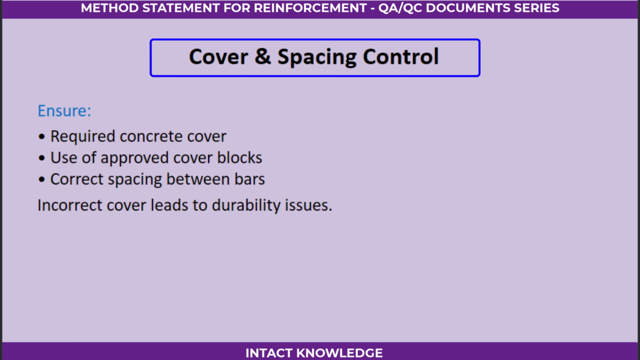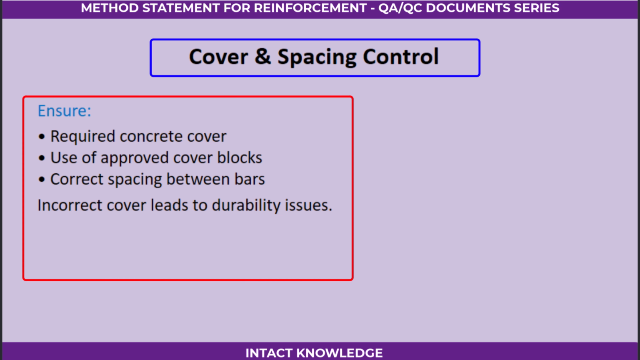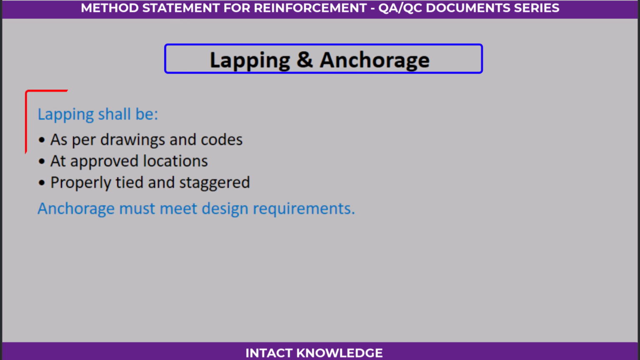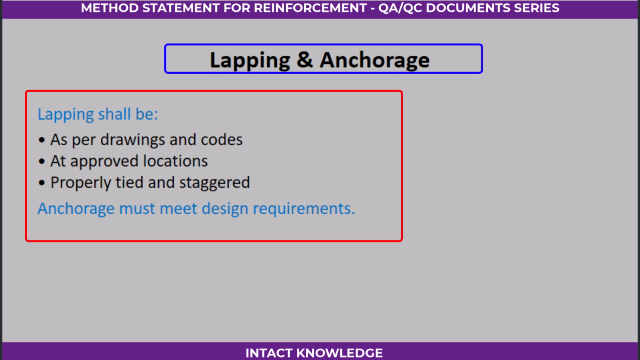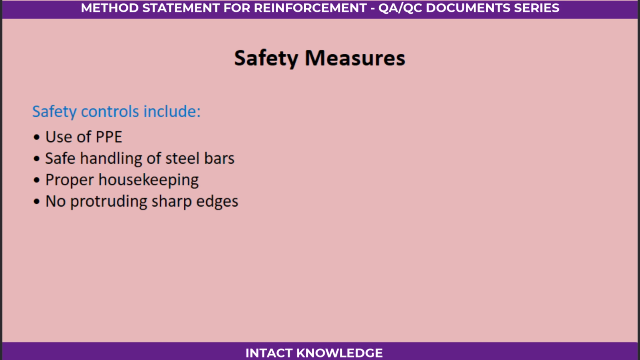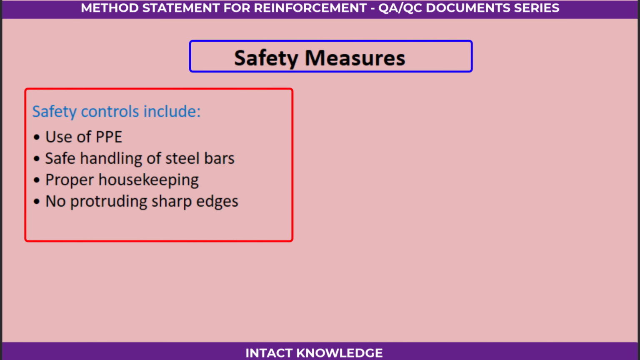Cover and spacing control. This ensures required concrete cover, use of approved cover blocks, correct spacing between bars. Incorrect cover leads to durability issues. Lapping and anchorage. Lapping shall be as per drawings and codes at approved locations, properly tied and staggered. Anchorage must meet design requirements. Safety measures. Safety controls include use of PPE, safe handling of steel bars, proper housekeeping, no protruding sharp edges.